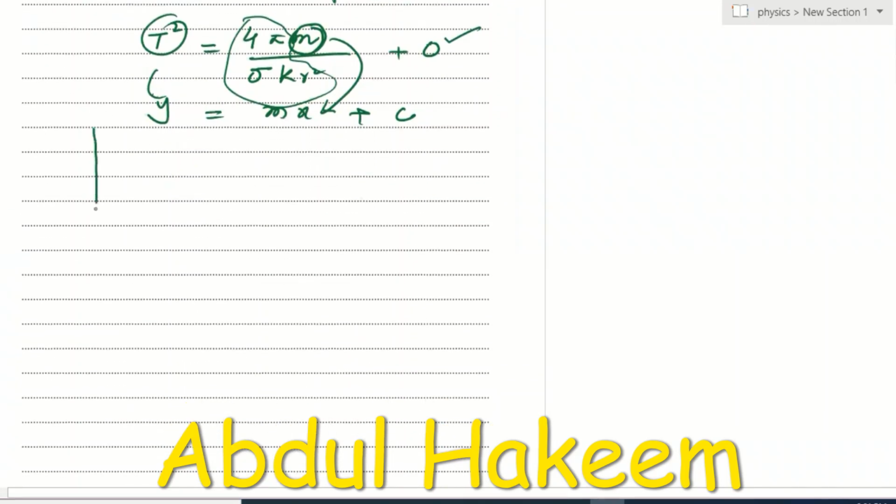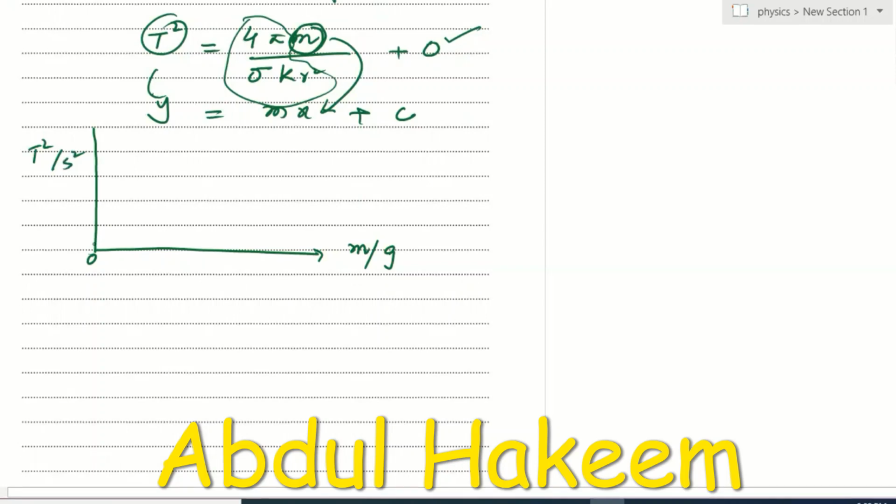So sketch the graph. At the x-axis, we have to take mass in kilogram or gram. This is the origin, and then T square at the y-axis, so T square in second square. The y-intercept is 0, so the line will pass through the origin. The gradient is positive, so this is a straight line, and the gradient of this line is equal to 4 pi divided by sigma k r square.